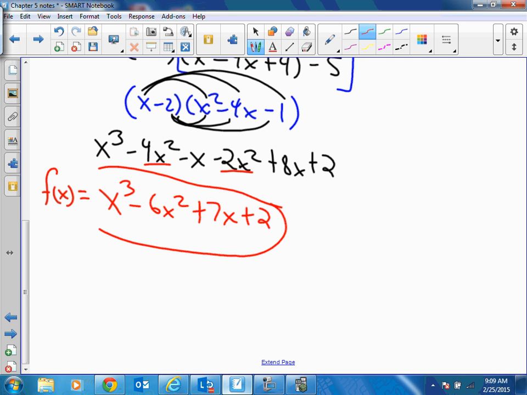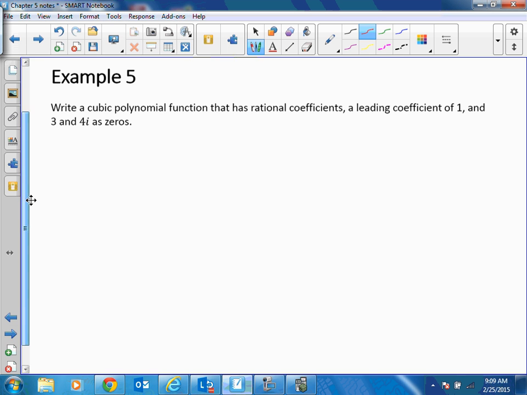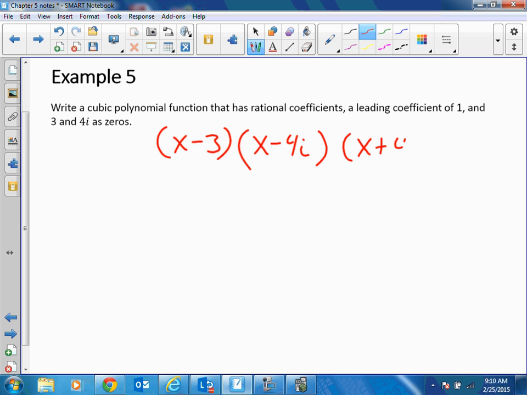Okay. All right, this one, write a cubic polynomial function that has rational coefficients and zeros 3 and 4i. So we have x minus 3 where the 3 is 0, and then we have x minus 4i, but then we'd have to do the conjugate, which would be x plus 4i. Okay, so then again, you want to start with these, you know, difference of two squares.